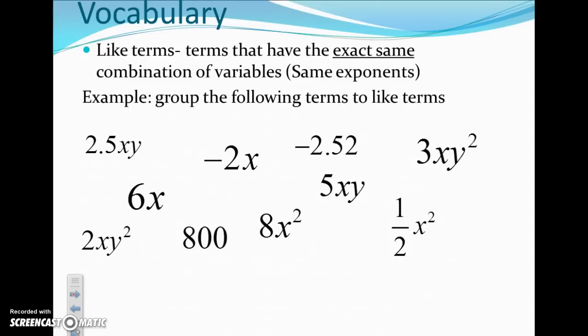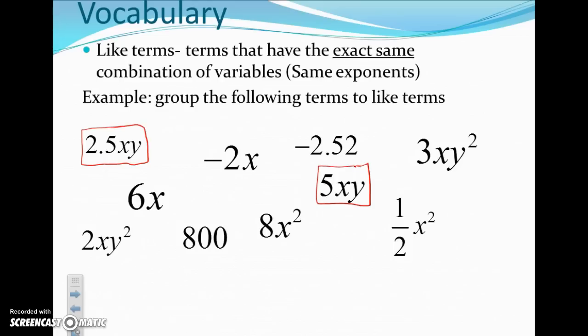So for example, group the following terms into like terms. I'm going to start with the first one. What is a like term with 2.5xy? See, this term has x and y raised to the first power, so you have to find the same variable raised to the same power, which is 5xy.